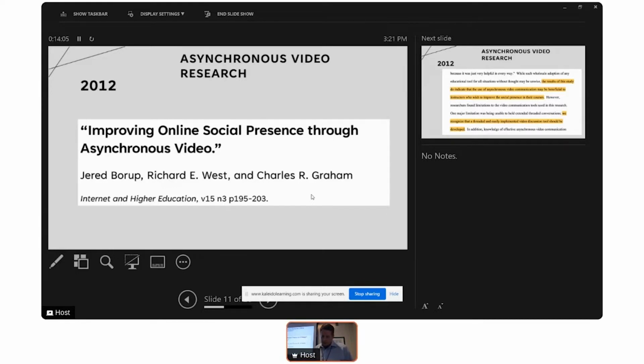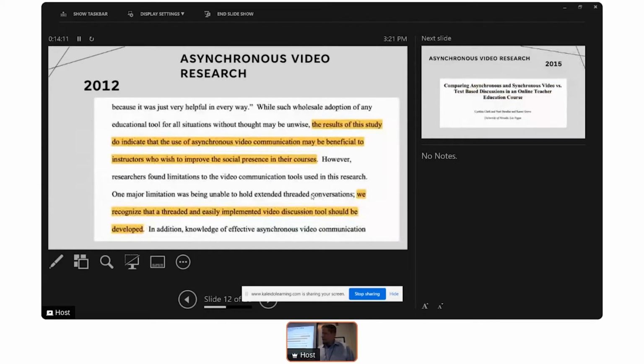In this one, they used an early version of VoiceThread, an app I'll mention briefly later. But let's look at a quotation. Yeah, you can see that, hopefully. The results of this study do indicate that the use of asynchronous video communication may be beneficial to instructors who wish to improve the social presence in their course. So moving beyond just instructor presence, but also the social presence in the course, the chances for students to interact with students. And then we recognize that a threaded and easily implemented video discussion tool should be developed. And so they were not satisfied with VoiceThread, or at least not the 2012 version of VoiceThread.